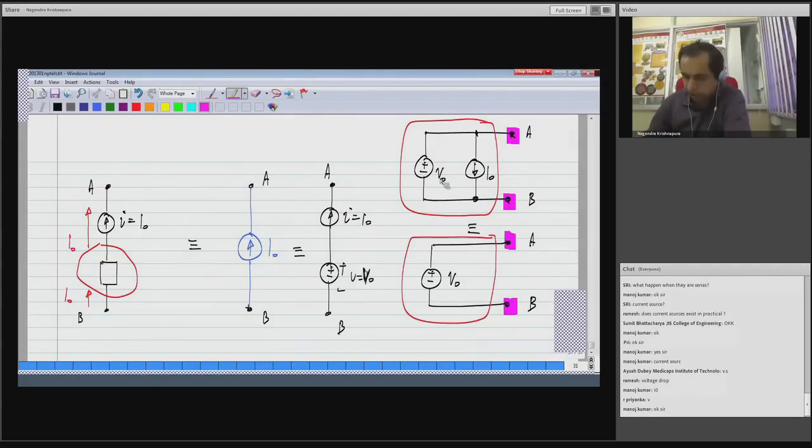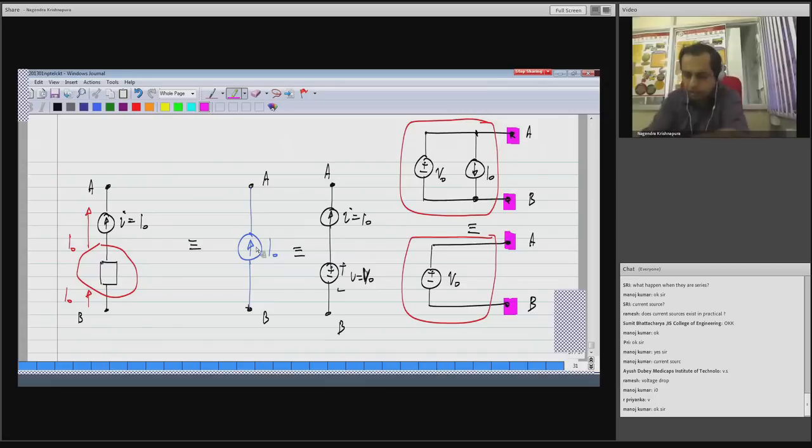In the upper box, a current of I naught is flowing through V naught, and here nothing is flowing through V naught. So the internal details will be different. But as far as the external terminals are concerned, the behavior will be exactly the same. So when we say equivalent, we have to be careful about what exactly is equivalent between the different circuits.